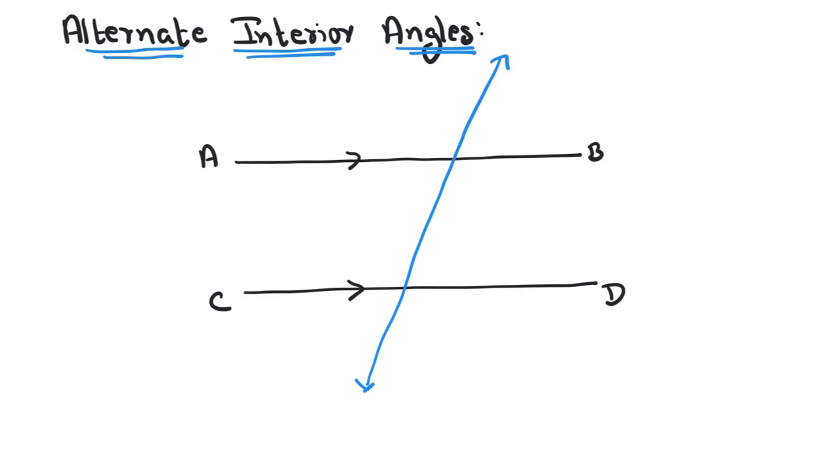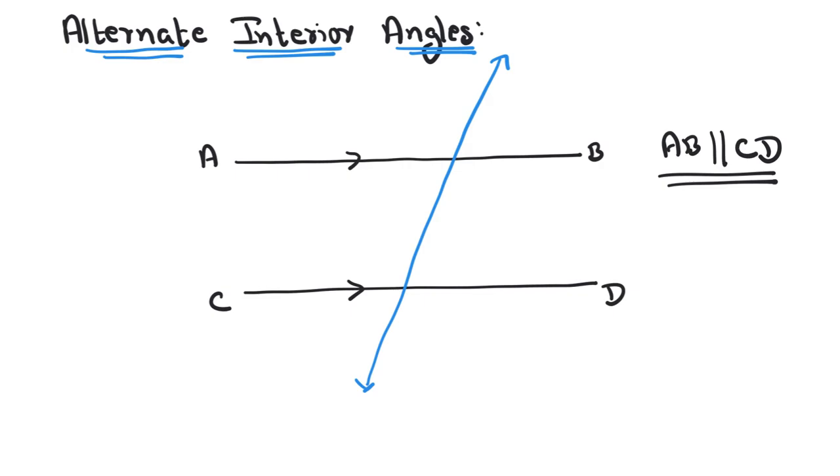Now let's try to understand what alternate interior angles are. Are these two parallel lines? How do we know? Generally, parallel lines are shown by these small arrows. So we say that AB is parallel to CD. Can you see the way it's written? Okay. So are these two parallel lines cut by a transversal? Yes, it is. So 8 angles are formed.